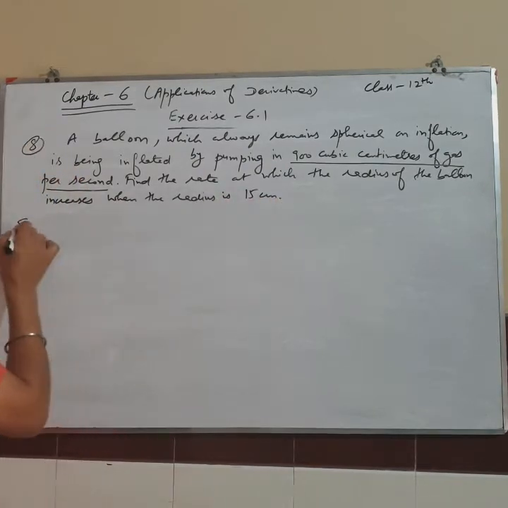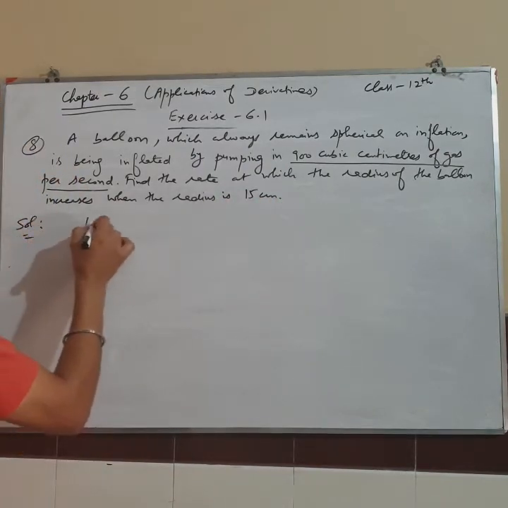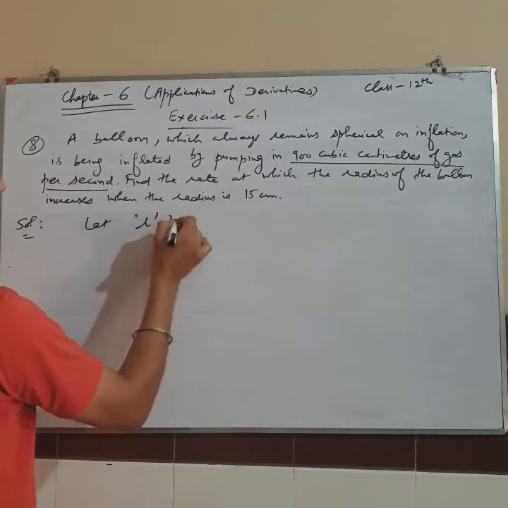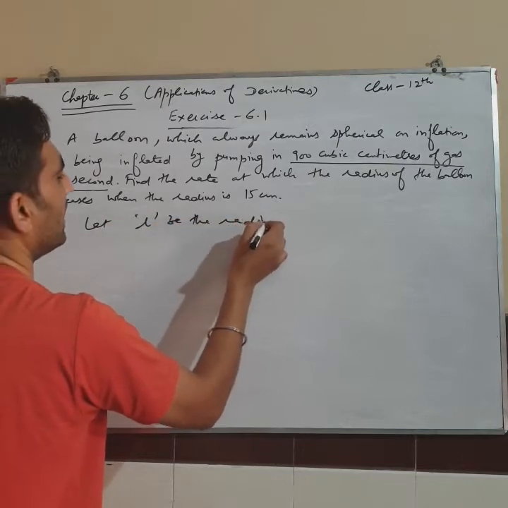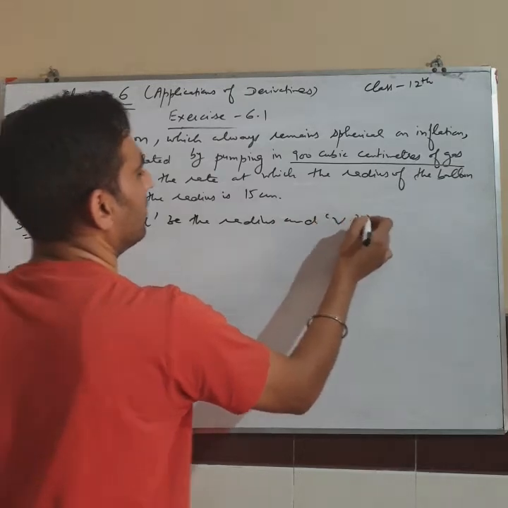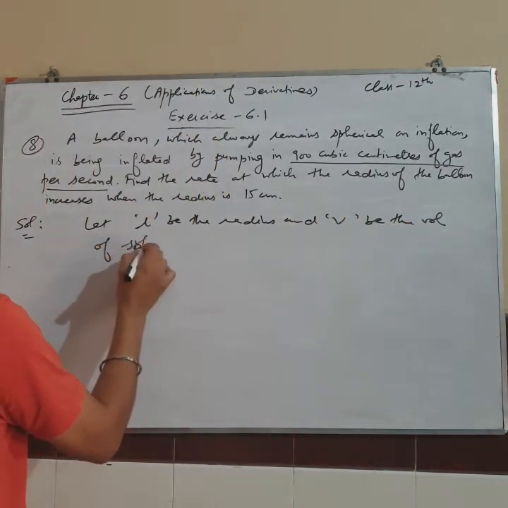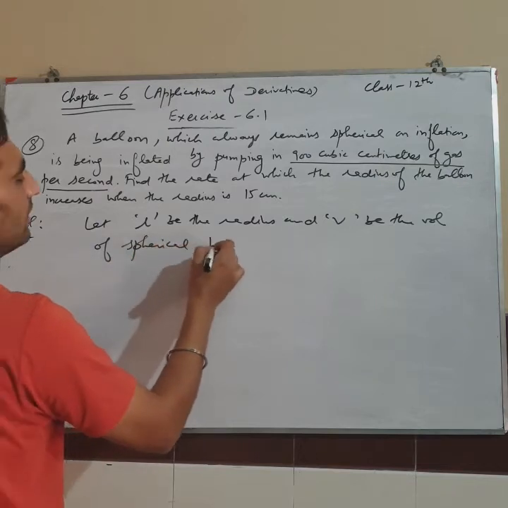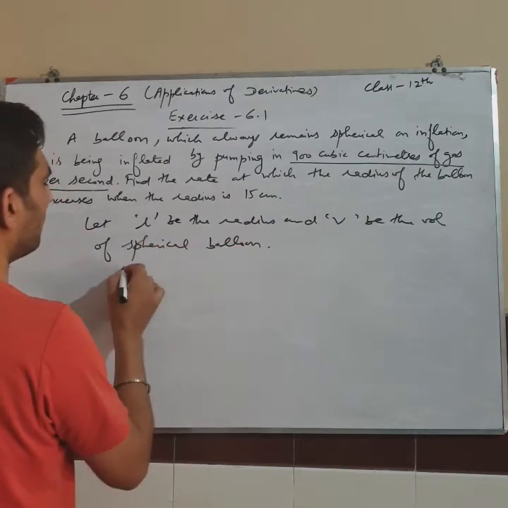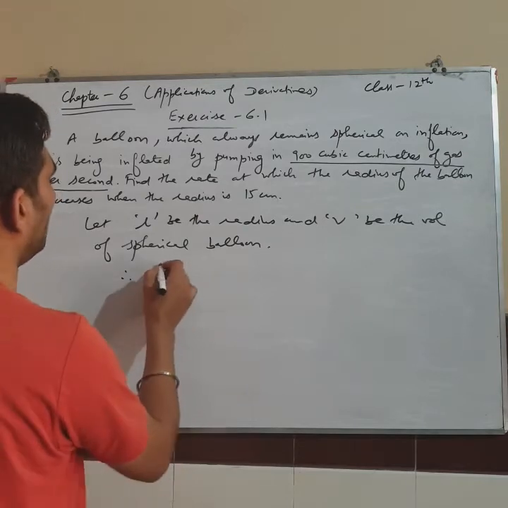Let's start our work, solution of this 8th one. Let r be the radius and V be the volume of the spherical balloon. So they are the things given. Now what about dV over dt given?